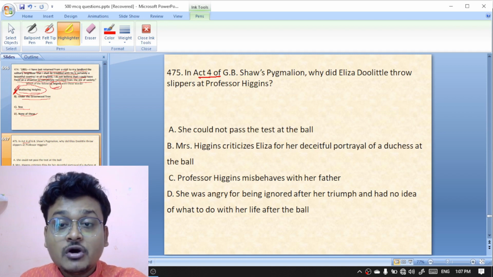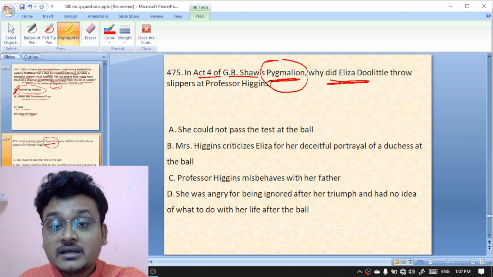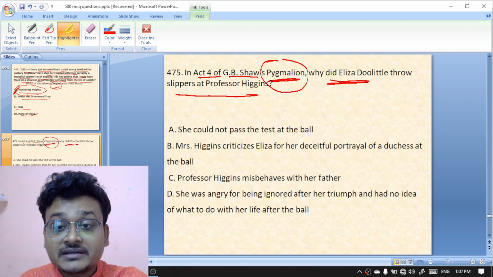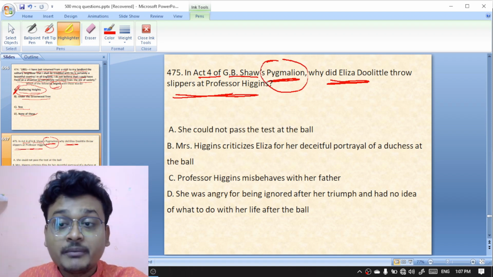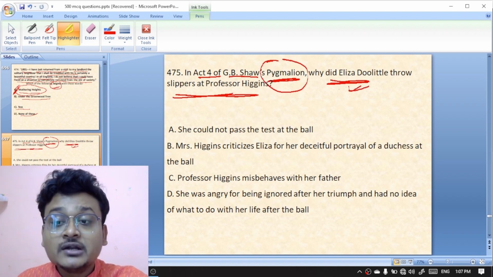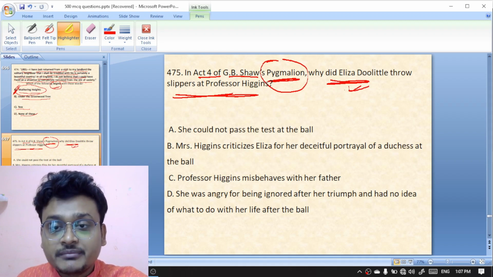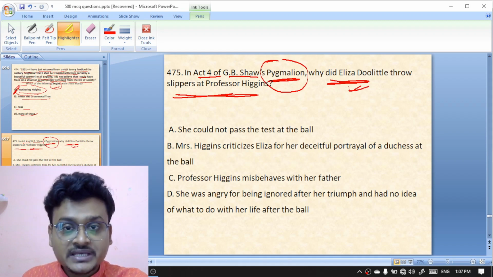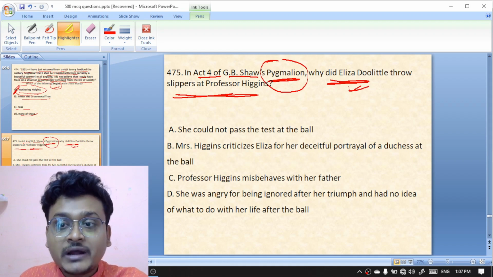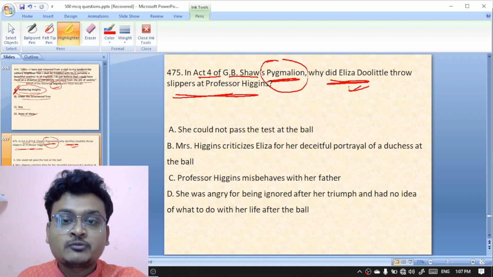In Act 4 of G.B. Shaw's Pygmalion, the famous drama, why did Eliza Doolittle throw slippers at Professor Higgins? So here Professor Higgins trained Eliza Doolittle to change her behavior and the way of talking. So here in Act 4 of G.B. Shaw's Pygmalion, why did Eliza Doolittle throw slippers at Professor Higgins?